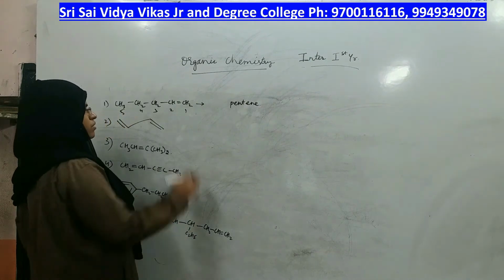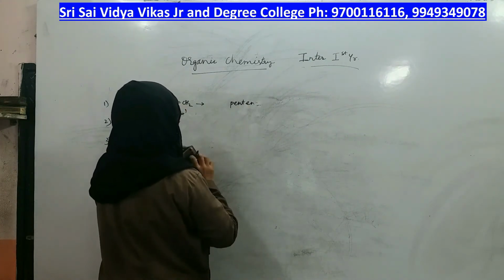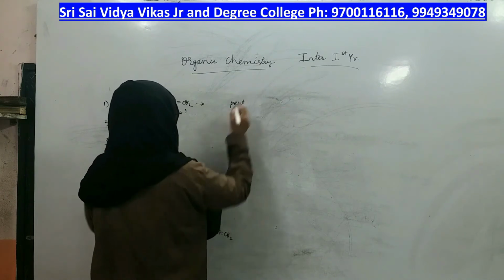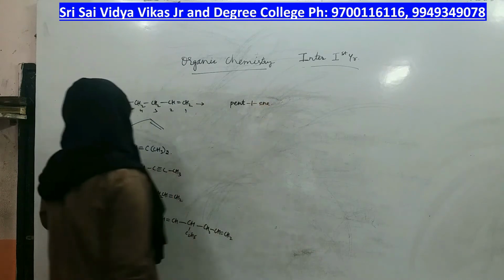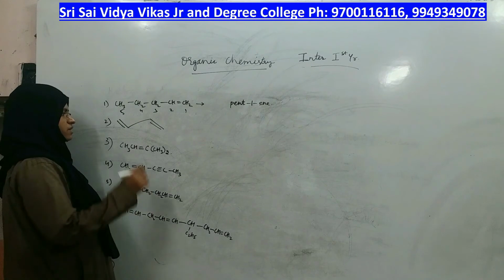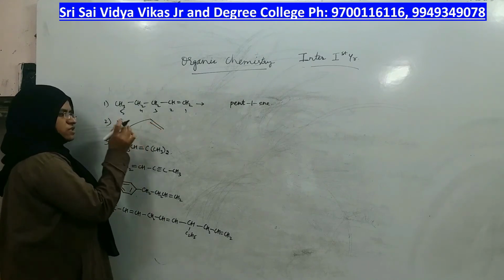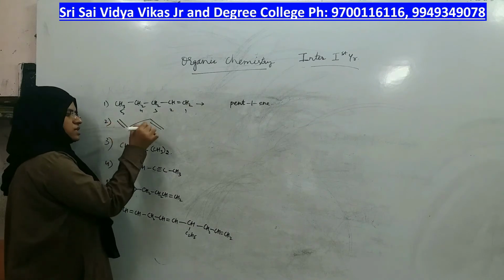Where is the double bond present? It is present at first position. So instead of writing just pentene, I will write pent-1-ene. Right? This is the name of the first compound. Going to the second one. This is the structure which is not expanded in the form of carbons. It is a bond line structure.